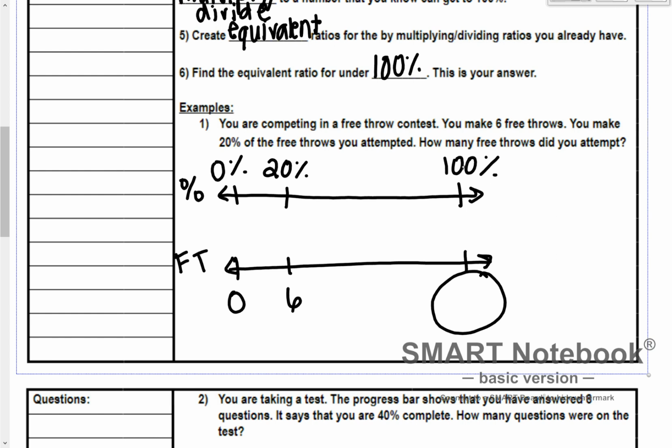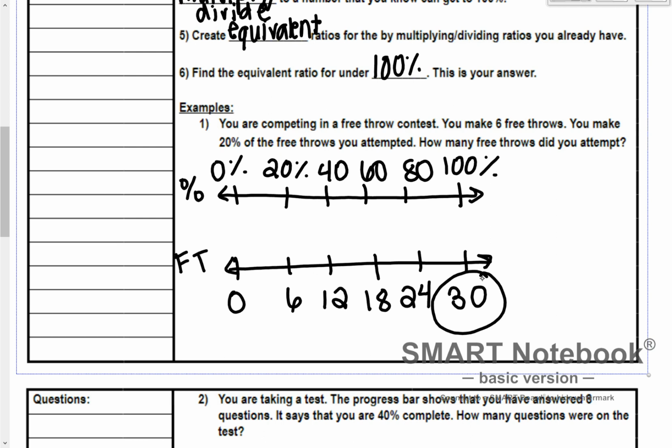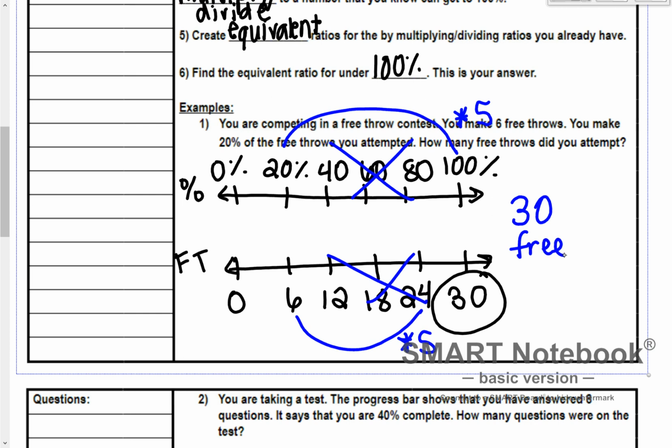Two different ways we could do this. We could count by 20: 20, 40, 60, 80. Count by 6: 6, 12, 18, 24, 30. Or you could have skipped all these steps and gone 20 times 5 is 100%. So 6 times 5 would give us 30 free throws. Okay, so our final answer would be 30 free throws.